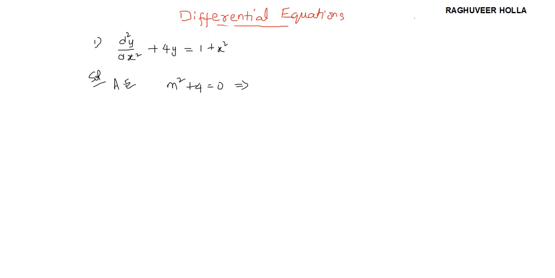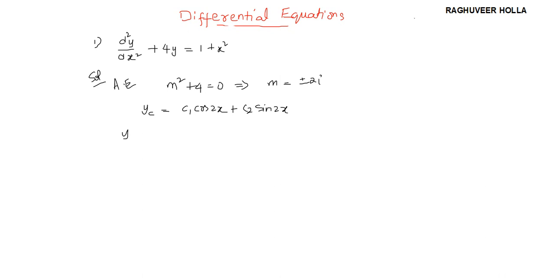So the roots of this quadratic equation are m is equal to plus or minus 2i. Okay. Now the complementary function yc would be c1 cos 2x plus c2 sin 2x. So you got the complementary function here. Let us find what yp is here.